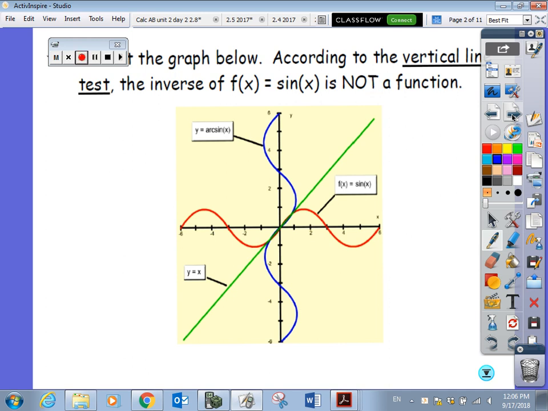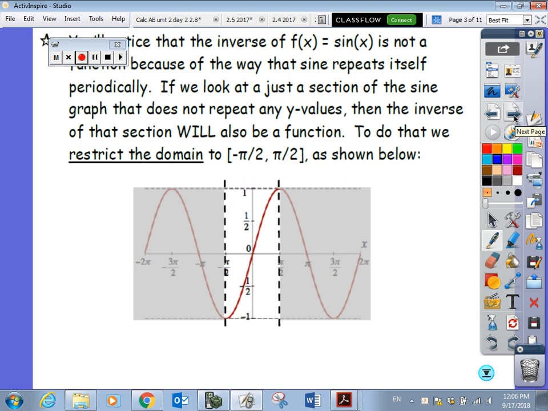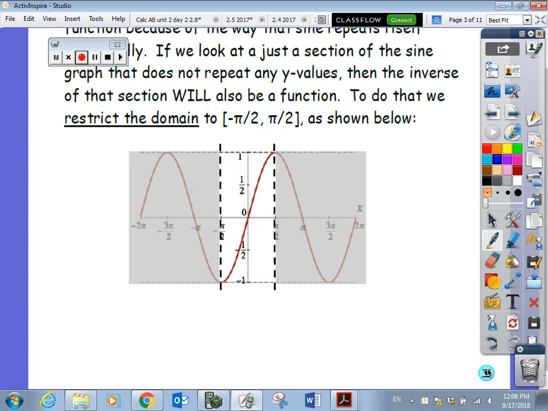All right, so if we look at that red graph, that next little page you have there, that's the sine function. We are going to pick a section of the graph that will make its inverse a function. You might have done the horizontal line test. If you put a horizontal line down on a function, that will tell you whether its inverse is a function or not. So if we just look at that whole red graph, it does not pass the horizontal line test. Therefore, its inverse is not a function.